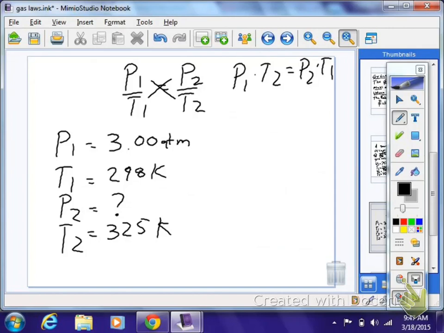So the temperature is going to go up, not very much. So the pressure is going to go up, but not very much. So we're solving for P2. So divide both sides by T1. So you've got your 3.